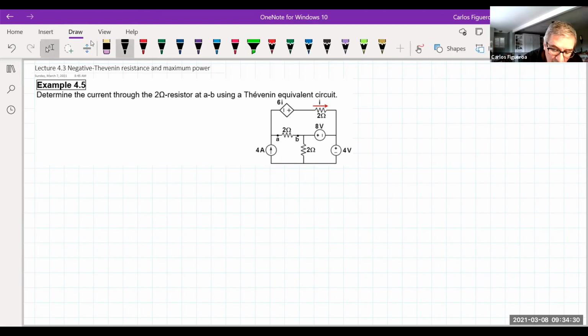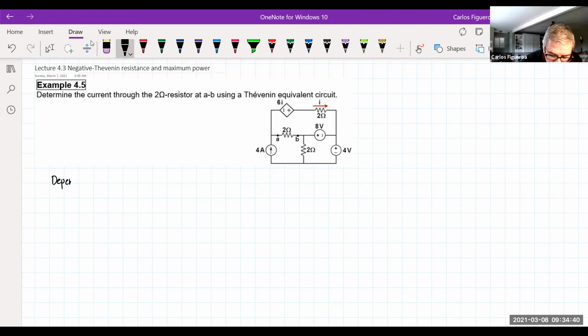The first thing that we want to do here is go do the standard stuff. What do I got to do? We see here that there are dependent sources. So this implies that the only way we can calculate RTH is that we got to get the ratio of VOC over I short circuit.